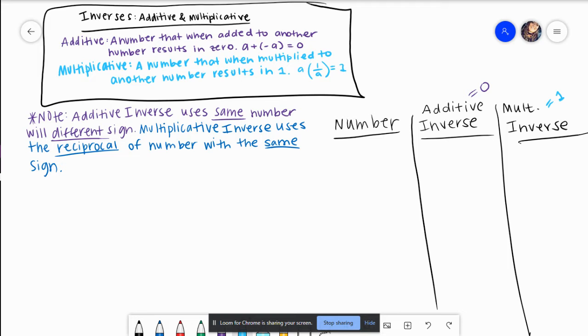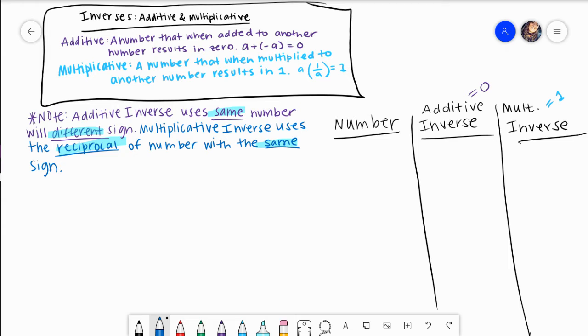Okay, so I've got a note right there that whenever you have the additive inverse, you use the same number with a different sign. So the same value numerically, but with the opposite sign, a different sign than the original number has. And when you do the multiplicative inverse, you use the reciprocal of the number with the same sign. Okay, so let me make sure that y'all see that. So with the additive inverse, we use the same number, different sign. Multiplicative inverse, we use the reciprocal that has the same sign. Okay, so let's do some examples here.